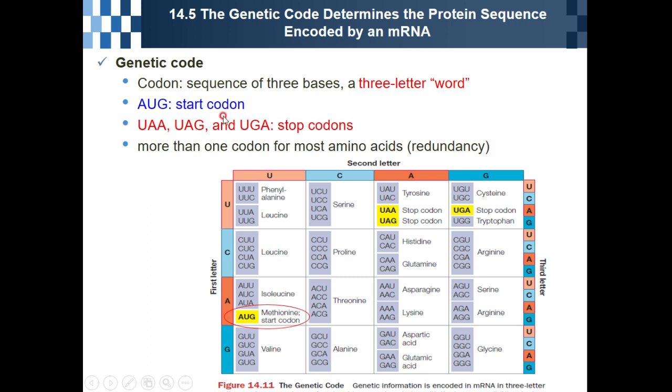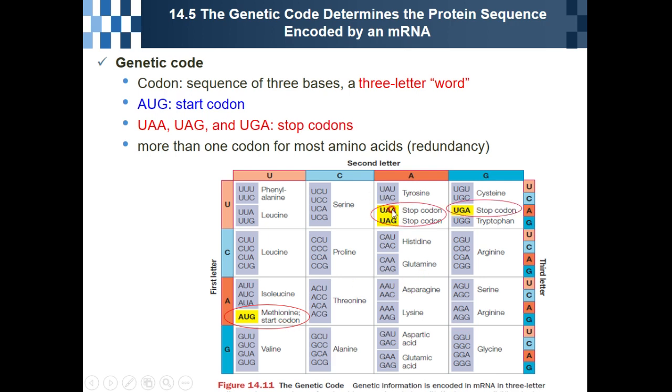First of all, we call it a codon, for example UUU, UUC, UUA, UUG. They are composed of three bases, so we call it a three-letter word. The codon is a sequence of three bases. They also have some specific sequences; for example, AUG encodes methionine. This is the start codon.